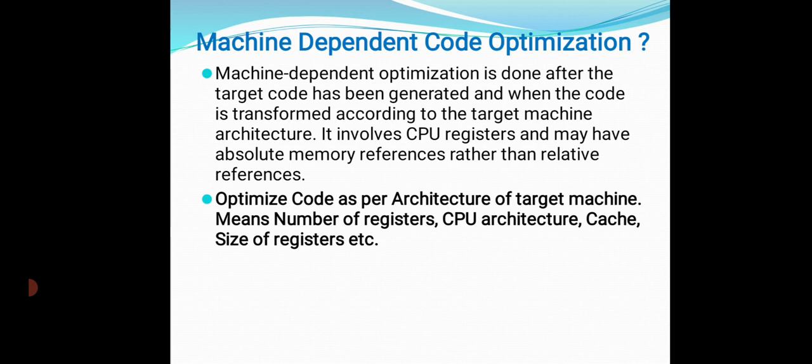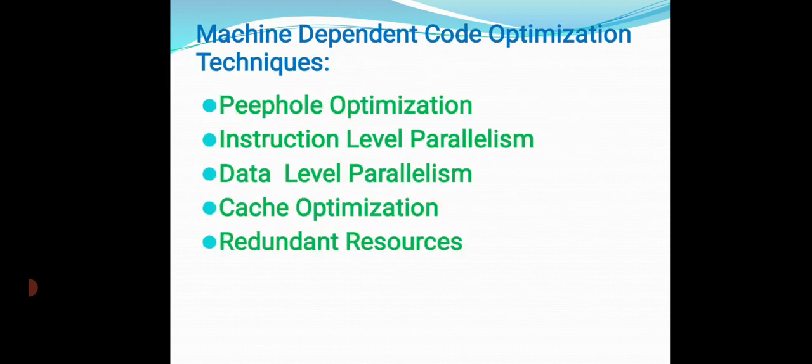So machine dependent code optimization is done after the target code has been generated, and the code is transformed according to the architecture of the target machine, meaning the CPU registers involved and the absolute memory locations rather than relative memory locations. Some of the techniques used for machine dependent code optimization are peephole optimization, instruction level parallelism, data level parallelism, cache optimization, and redundant resources.